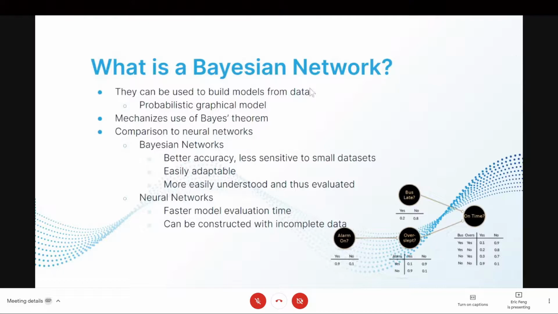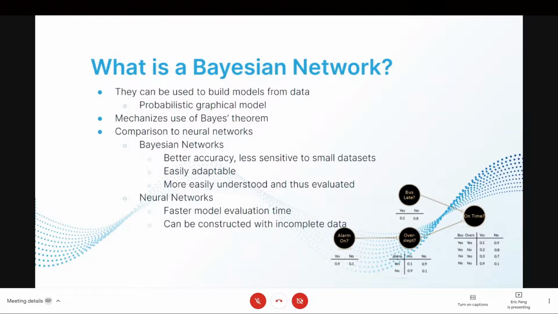So, what exactly is a Bayesian network? A Bayesian network is something that can build models from data, and more specifically, a probabilistic graphical model. What that means is it can show conditional dependence and structure based on random variables.